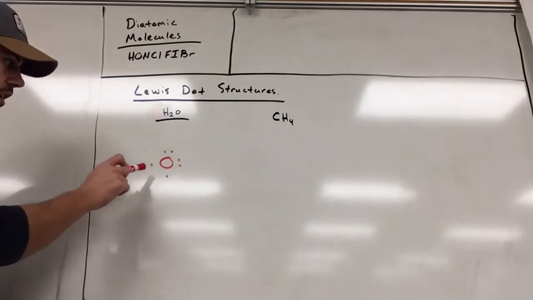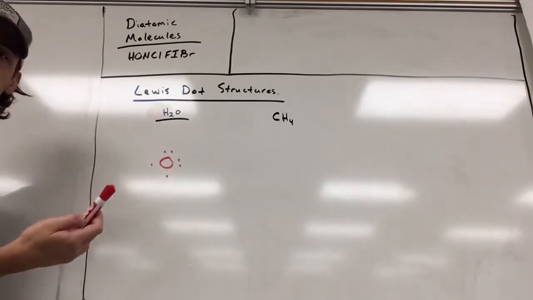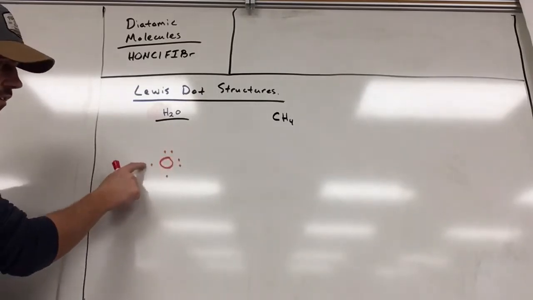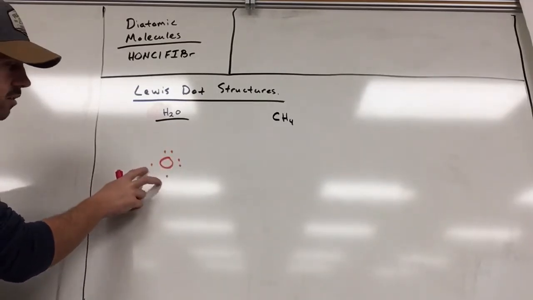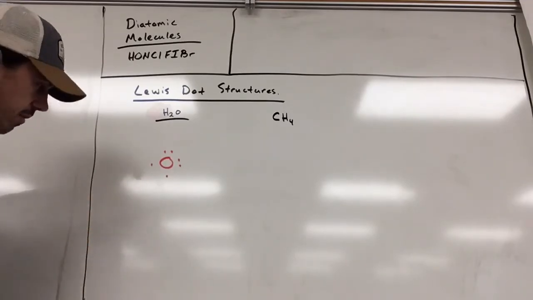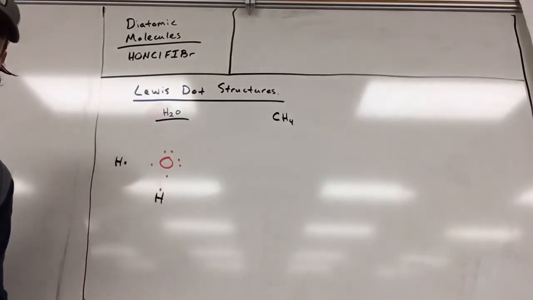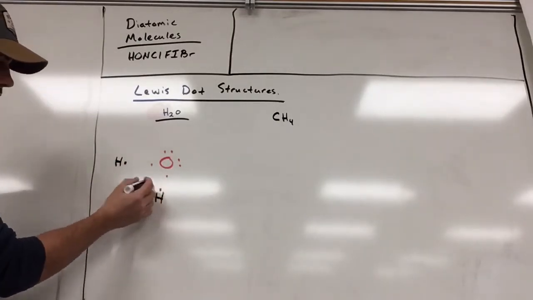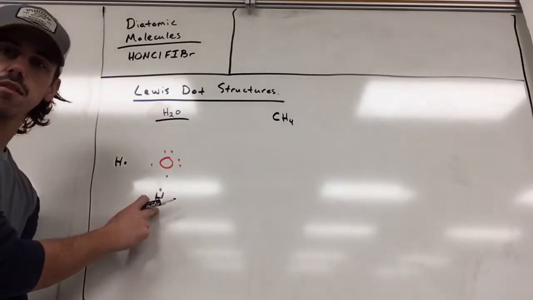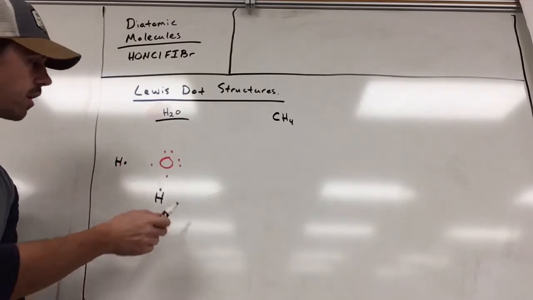So my oxygen here has 6 valence electrons. I got 1, 2, 3, 4, 5, 6. What I can see is I've got 2 pairs of electrons and then 2 lone electrons. So my 2 lone electrons are going to be the ones that bond with my hydrogens. So I'll draw my hydrogens now. Both hydrogens just have 1 electron. Remember that hydrogen, since it's in the first period, just needs 2 electrons in order to be stable.